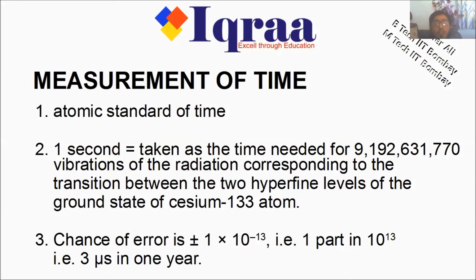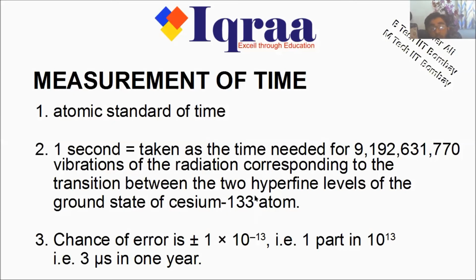If an electron makes 9192631770 vibrations between two hyperfine energy levels, this is a 10-digit number, then what we count is 1 second. This is how precisely time is measured with the help of the cesium 133 clock.